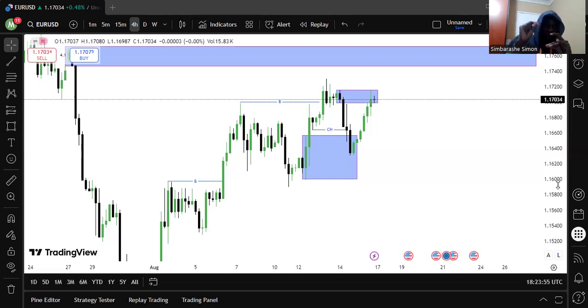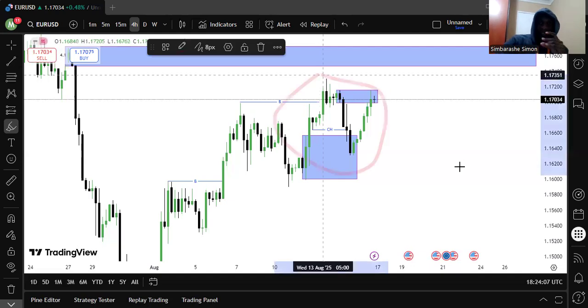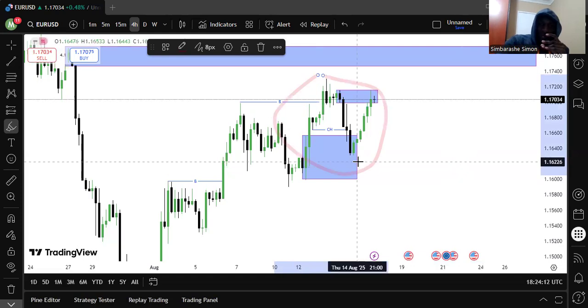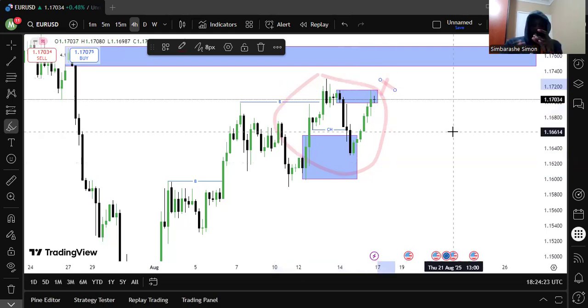If we are raiding a supply zone on daily, that means on 4 hours or 15 minutes we have to see a change of character, and boom, here we get a change of character. But in this change of character, we come all the way down and take a demand zone. That demand zone managed to push the price up again, and in the moment of pushing, we come to this supply zone. So currently we're on a supply zone.